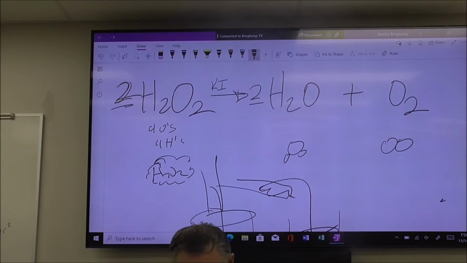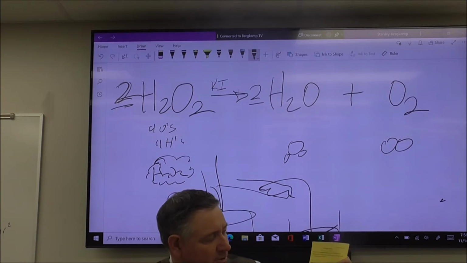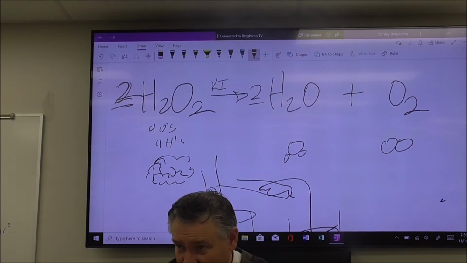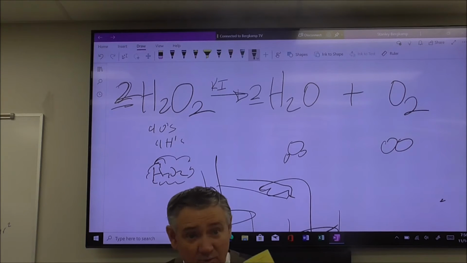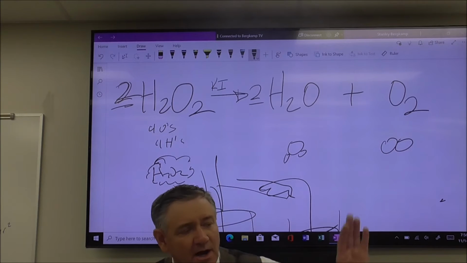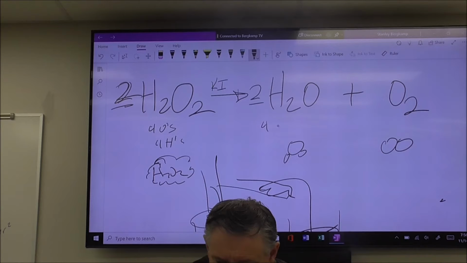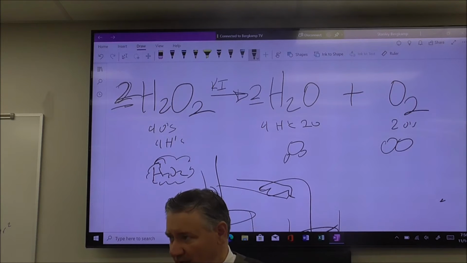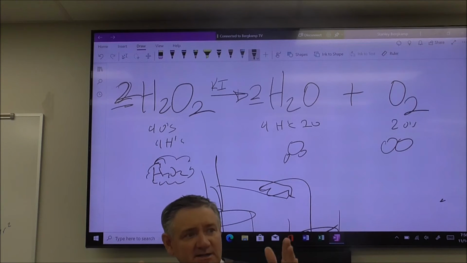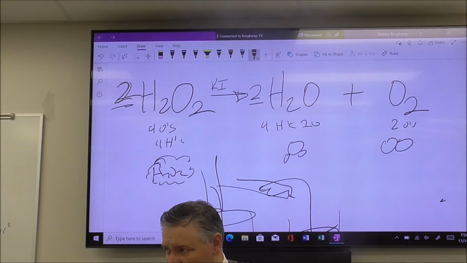Yeah. Okay, so when it asks for the atom inventory, what I want written, and this is going to be the same on all of them, on the atom inventory, you're going to go, oh, I have 4 oxygens, I have 4 hydrogens. Over here, I have 4 hydrogens, and I have 2 oxygens, and over here I have 2 more oxygens. So the atom inventory, you're just writing down and showing me that these things balance out.